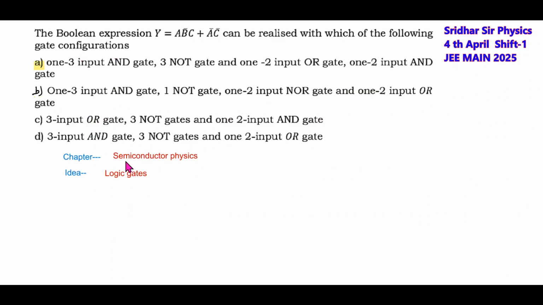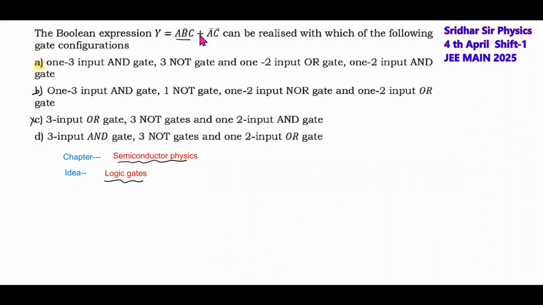Okay, this question is based on semiconductor physics. The subtopic is logic gates. They've given the Boolean expression y equals A B complement C plus A complement C, which can be realized with which of the following gate configurations. Now look at this, A dot B complement C. We need a 3 input AND gate here. So the 3 input OR gate is ruled out, no? One 3 input AND gate is needed.